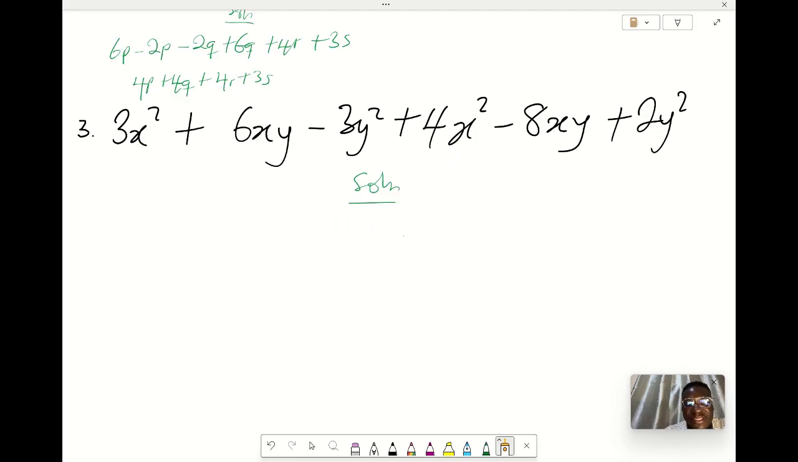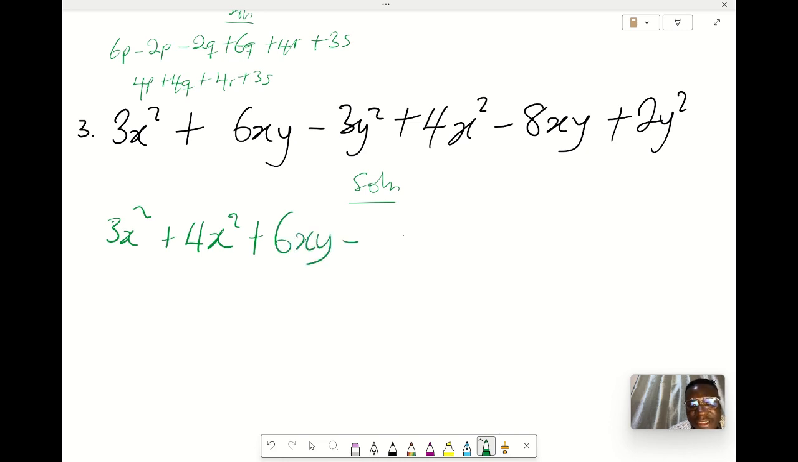We have xy, the variable xy here. We also have another xy here. It means, therefore, we can conclude that these two are equally like terms. Finally, we have y squared here and also y squared here. They are also like terms. So let's bring the like terms closer. We are going to write 3x squared. The next like term is 4x squared. Then we take 6xy.